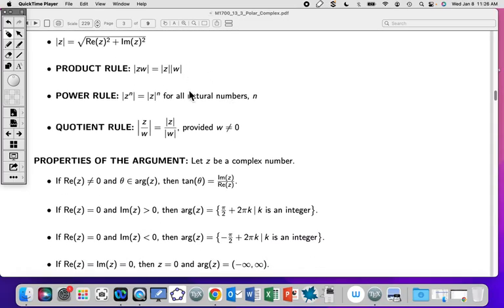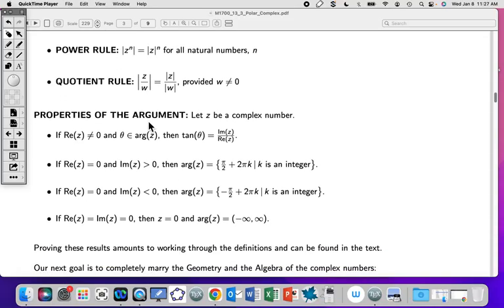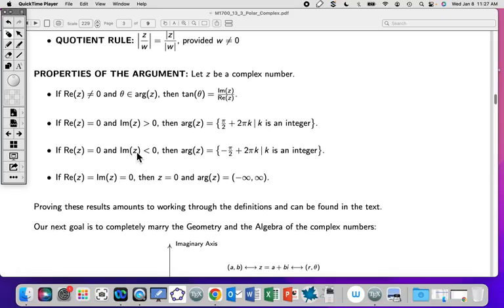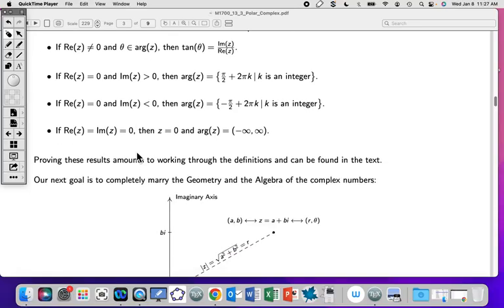The product rule, power rule, and quotient rule, these aren't obvious at the moment. We'll be able to show these more easily once we get the polar form more involved here. Same thing with the properties of the argument. You can actually go through and work these out, but I'm not going to dwell on these.